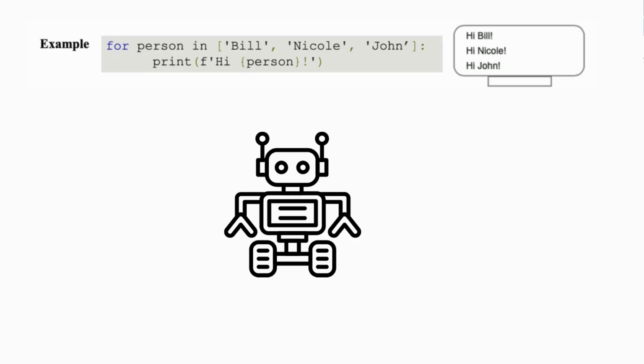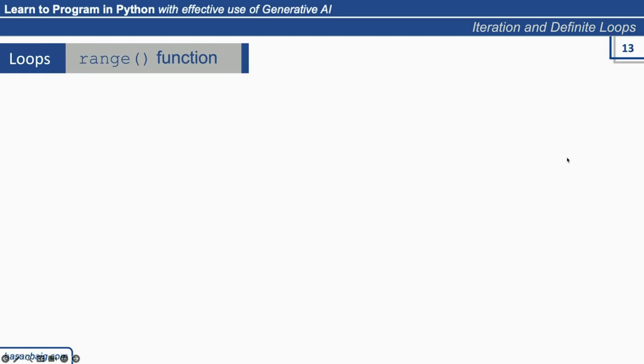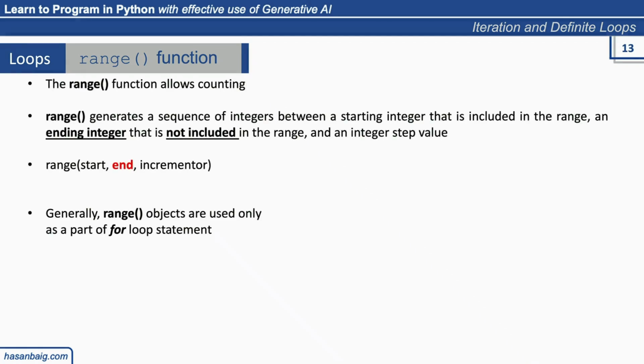For achieving such a task, we need another type of function called the range function, which is available here. It generates a sequence of numbers, which helps us run the code a certain number of times. In the example of this robot, if you want the robot to take 5 steps, you need to generate a sequence 0, 1, 2, 3, 4. So the range function allows us the counting.